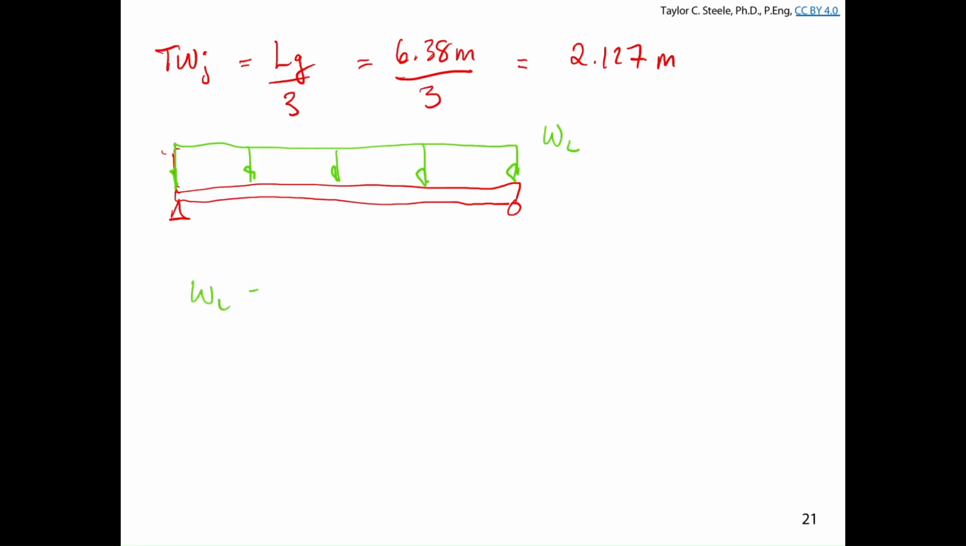So WL is equal to the live load times the tributary width for the joist. That's 2.4 kPa multiplied by 2.127 meters. And if I do that math, I end up with a distributed load of 5.104 kilonewtons per meter. So this is pretty much review stuff to this point, but good to check in and see how things are going. Does anyone have any questions about any of those steps before we continue?